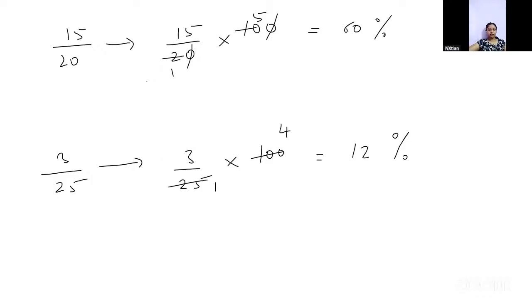Ma'am, isn't that just dividing 100 by that number and then multiplying it? Yes, Abraham, it is just like that only. It is actually dividing the number you're finding by the base. That is going to be the numerator, and then you multiply by 100, which is going to give you the percent.